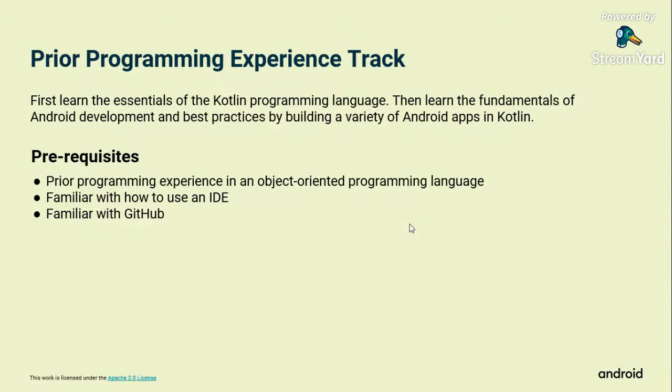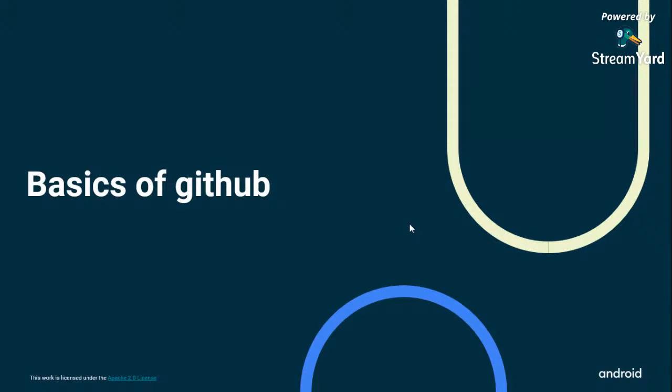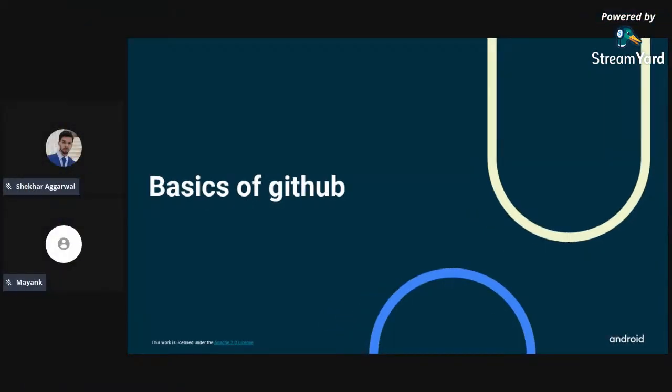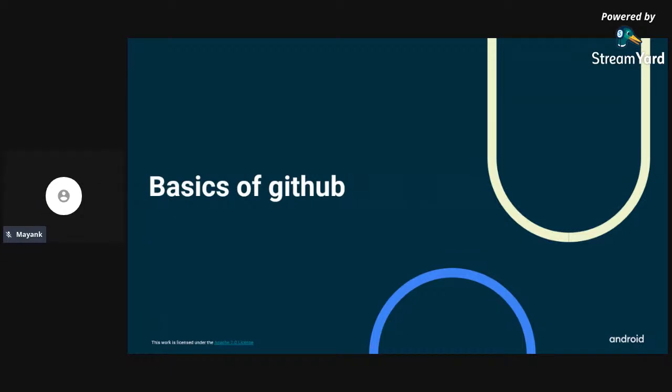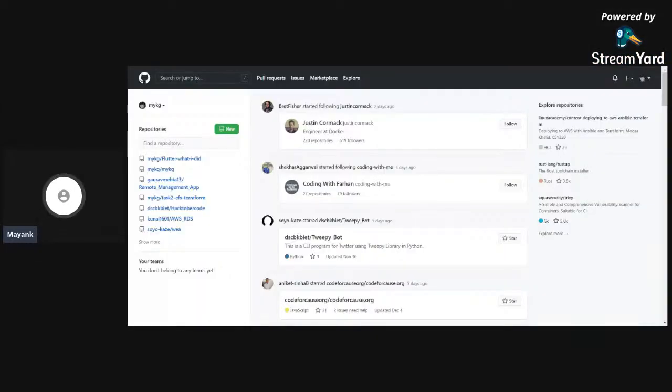After that, we have the second track, prior programming experience. First, we should know about GitHub. So I would like to call Mayank for the GitHub. Thank you, Shekhar. So I think I'm audible.